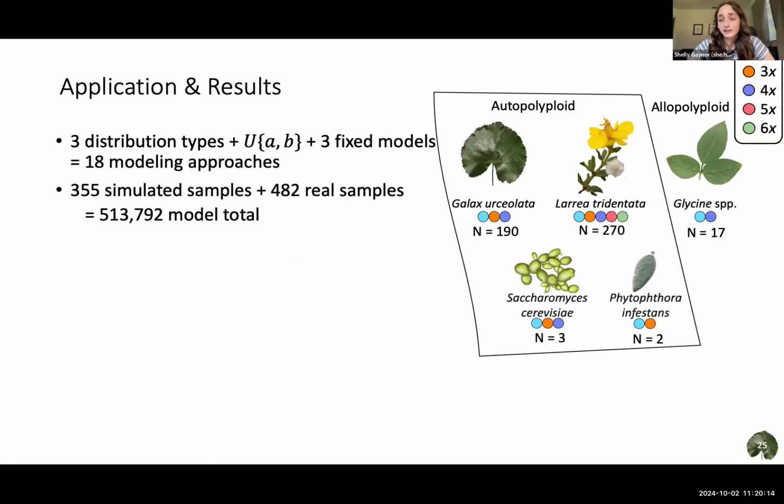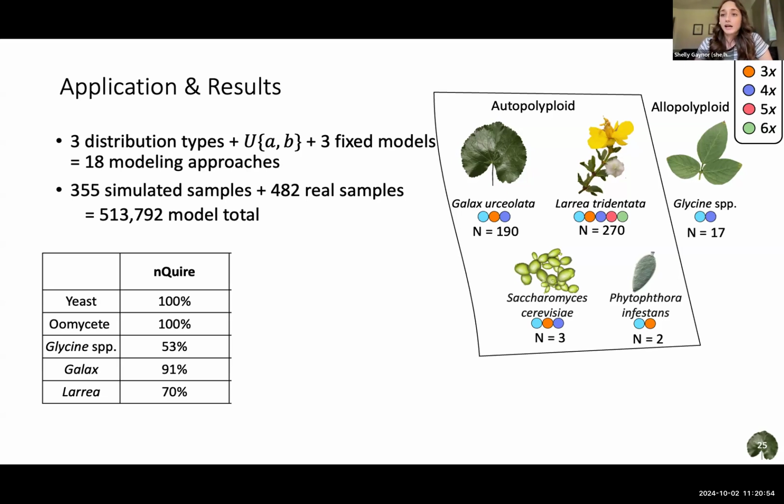Okay, to test this method, these 3 distribution types with or without a uniform mixture, plus those 3 types of fixed models, or 18 different modeling approaches, we simulated 355 samples, and then we looked at 482 real samples. These real samples included autopolyploids Galex uceolata and Laria tridentata, as well as allopolyploid glycine. In order to allow us to compare our approach to NQUIRE, we also included their samples. So 3 samples of yeast and 2 of Oomyces. So in total, it's a little over 500,000 models.